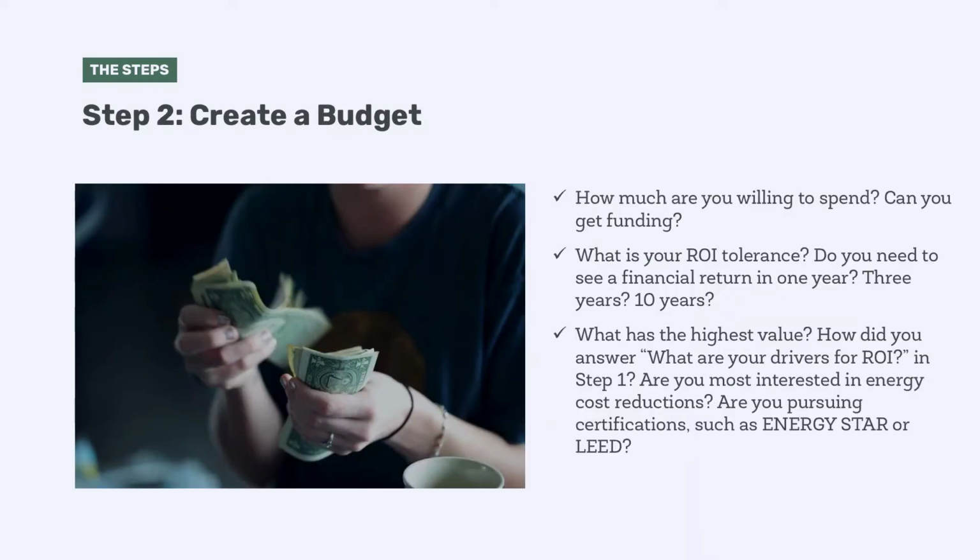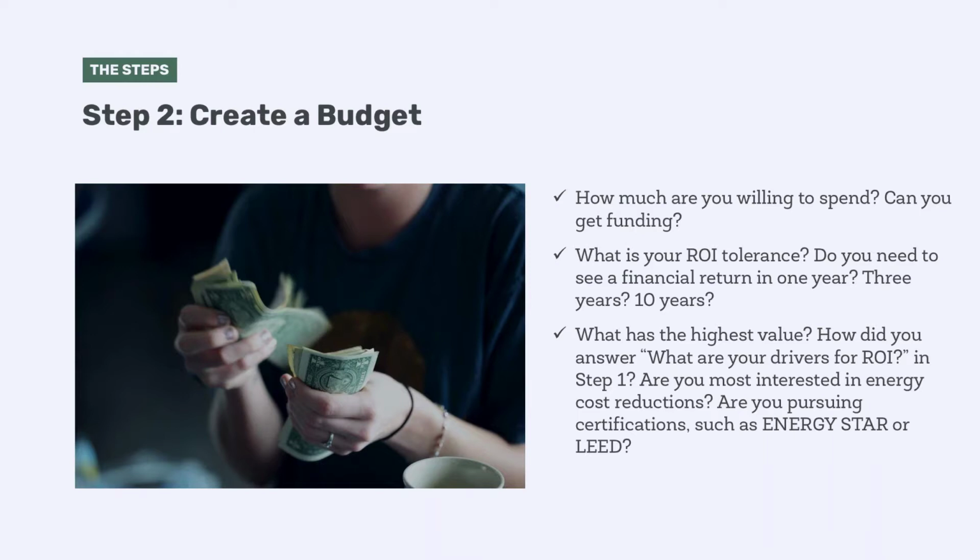So step 2 for today, creating a budget. So in order to create a realistic, achievable budget, you're going to need to understand your organization's preferences for financing and how to align those with the goals and timelines you've already set up in step 1. If you consider these questions you see on the screen here, where is your funding coming from? What is your ROI tolerance? When do you need to see a return? Is it 1 year, 3 years, 10 years, etc.?